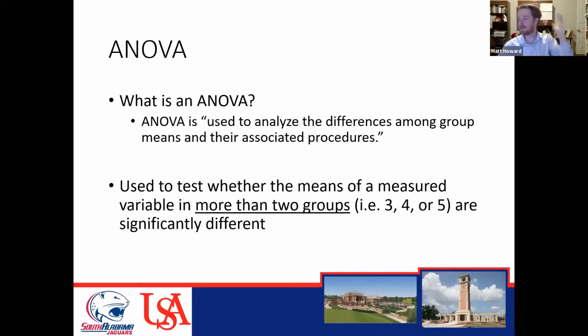And I like this definition because it's pretty straightforward. So whenever you have more than 2 groups, such as 3, 4, and 5, and you want to see whether their means are significantly different, you would then perform an ANOVA. So once again, any instance that you think that you would want to compare means with more than 2 groups, you're going to want to do an ANOVA.